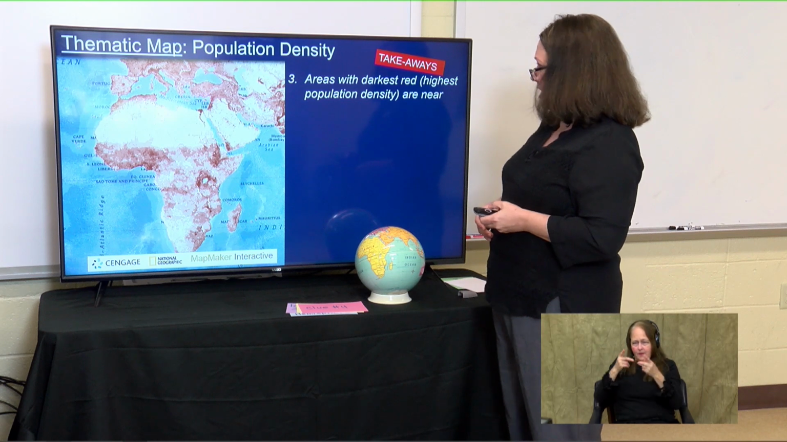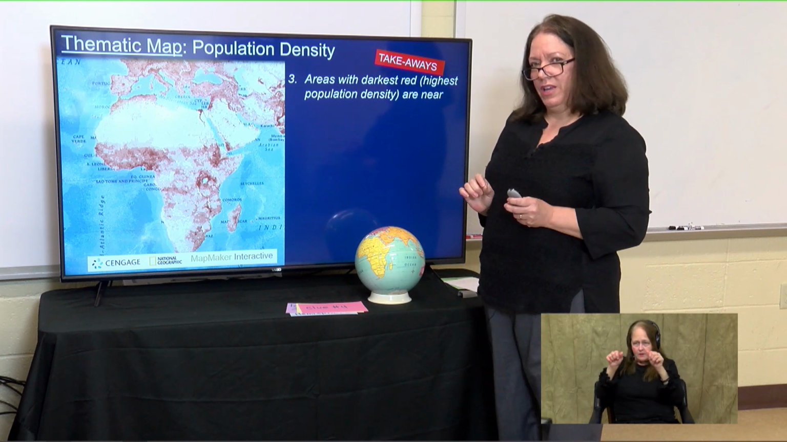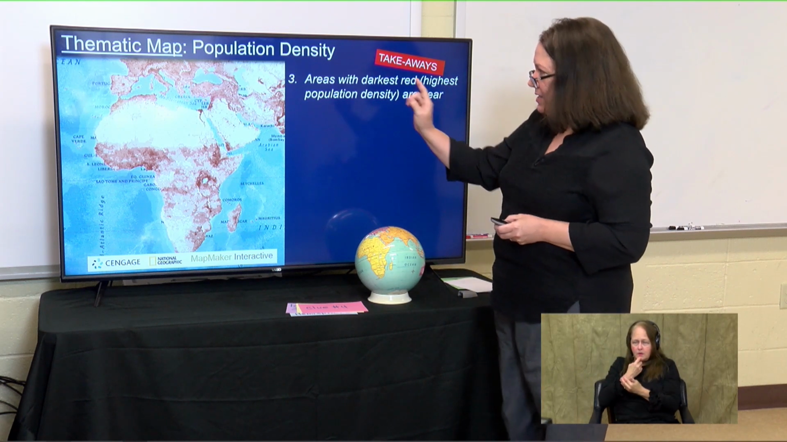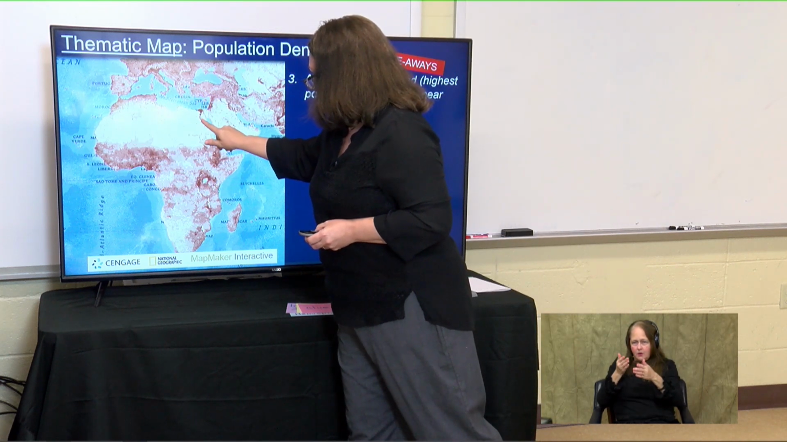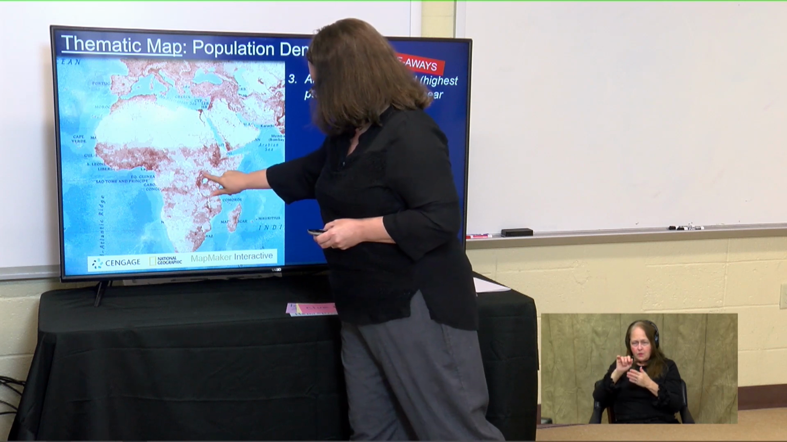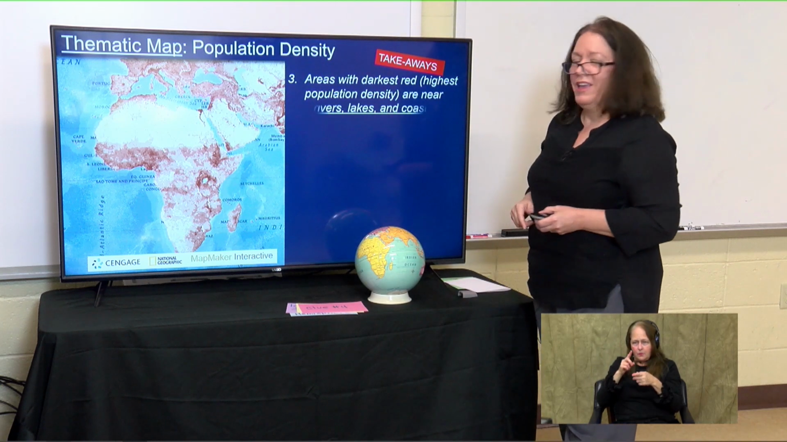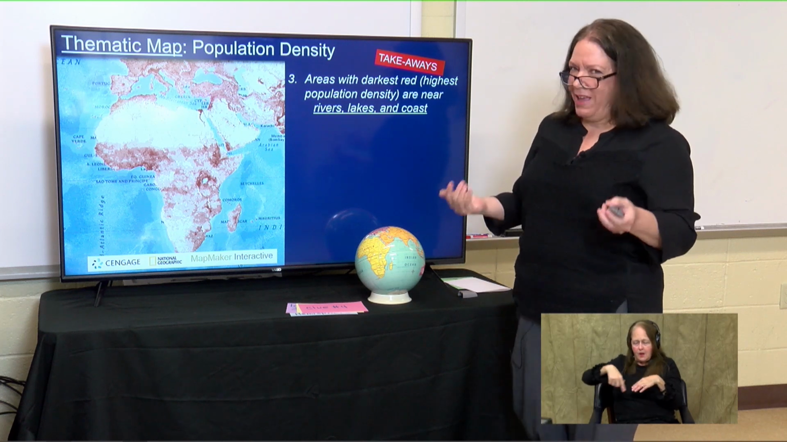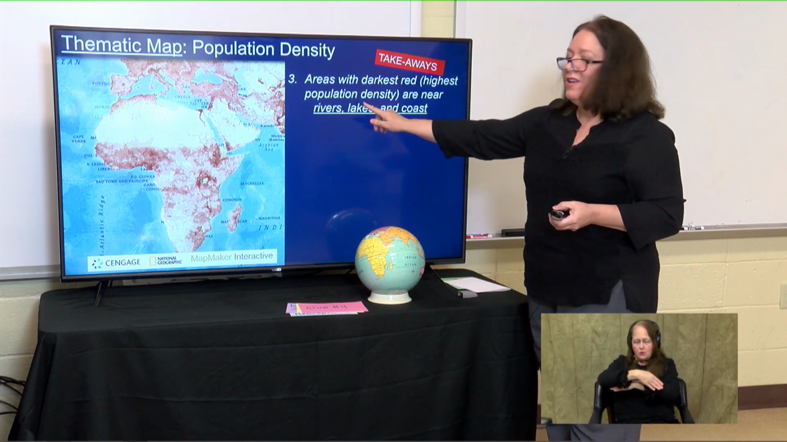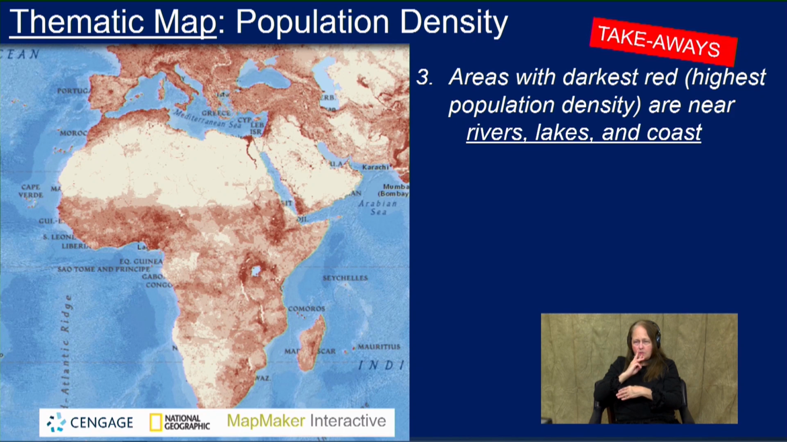And a final takeaway, look at the areas with the darkest red. Where do you see those? So let's take a look. Around here, here, that little squiggle is the Nile River, around here. So what do you notice? They're all around rivers, lakes, and the coast. Does that make sense? What do they have in common? Water. So what's the big idea?